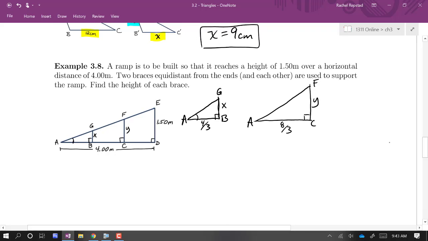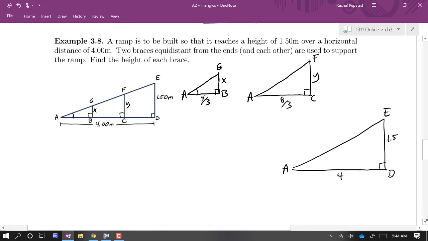And then we have one more triangle. This is the big one, the big triangle where we know 2 side lengths. So we know this is 4 along the bottom, that's 1.5 vertical side. So we're just going to set up a couple of equations. Let's say we want to find x first.